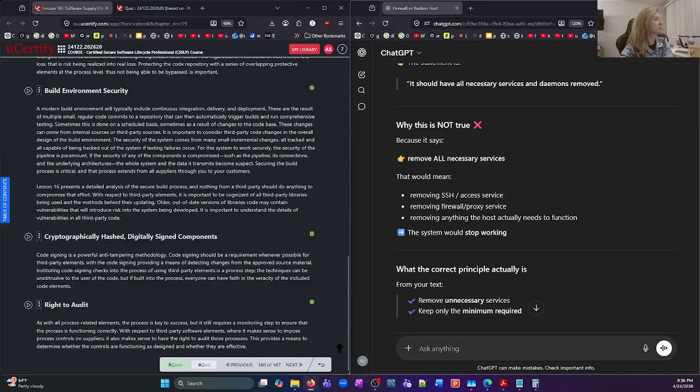Lesson 16. Cryptographically hashed digitally signed components. Code signing is a powerful anti-tampering methodology. The technique can be unobtrusive to the user of the code, but if built into the process, everyone can have faith in the veracity of the included code elements.